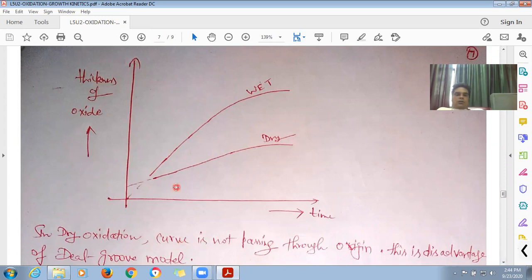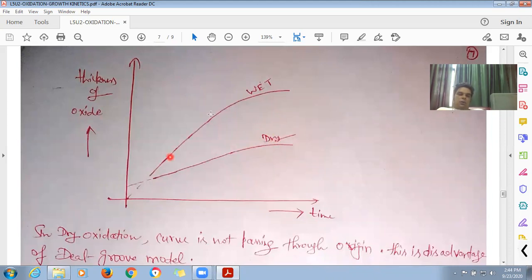Okay, so initially you can see whether it is a dry oxidation or a wet oxidation. Obviously, in order to get a thick oxide layer, we prefer the wet oxidation process, and in order to get a thin oxide layer, we prefer the dry oxidation process.